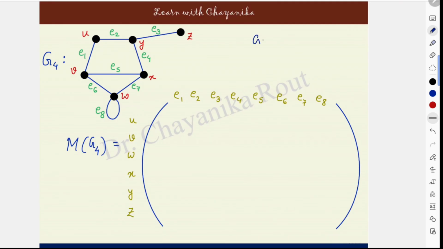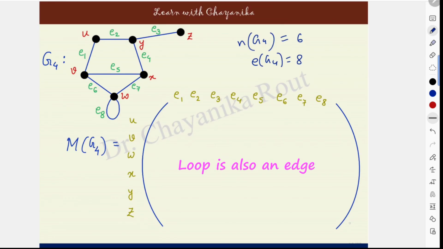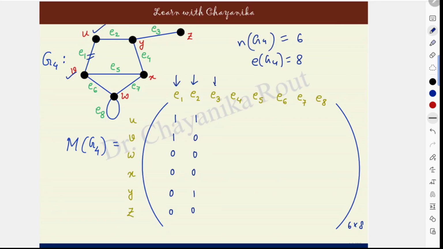Here my graph G4 is having 6 vertices and the size of the graph G4 is 8. So my incidence matrix is a 6 cross 8 matrix. Let me fill up the entries. Corresponding to the edge E1, U and V are the end vertices. So I put a 1 for U and a 1 for V and the remaining entries are 0. Next I come to the column corresponding to E2. E2 in the graph is having end vertices U and Y. Remaining are 0. The edge E3 is having Y and Z as end vertices, remaining are 0.